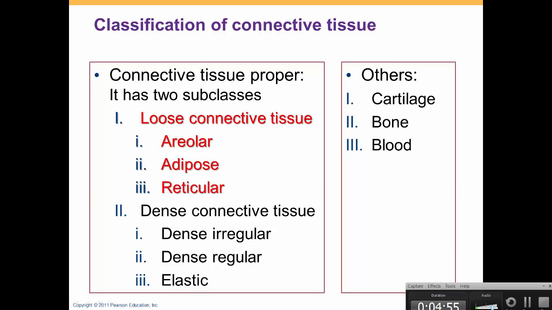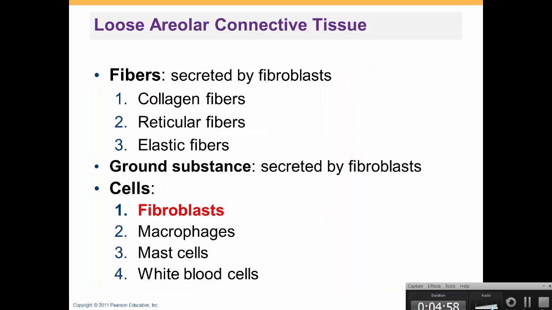So let's start first with the loose connective tissue. The loose areolar connective tissue has all kinds of fibers. They're all loose because they have a lot of ground substance that is secreted by fibroblasts.